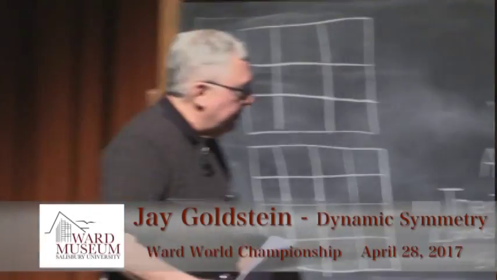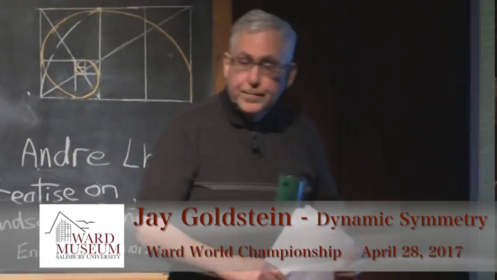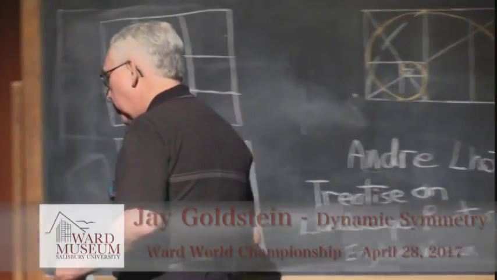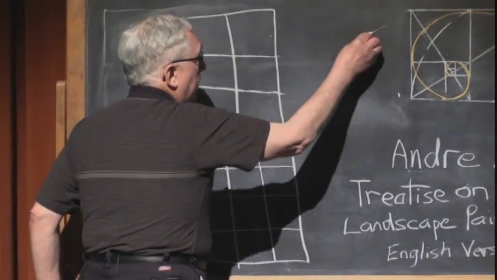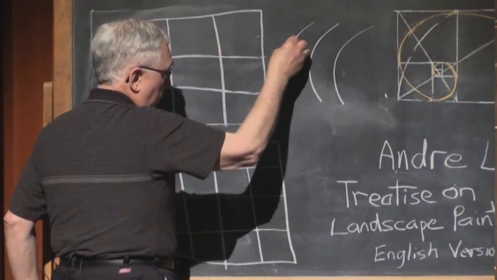A line of coincidence, usually they're straight, but they can be curved. These could be lines of coincidence.